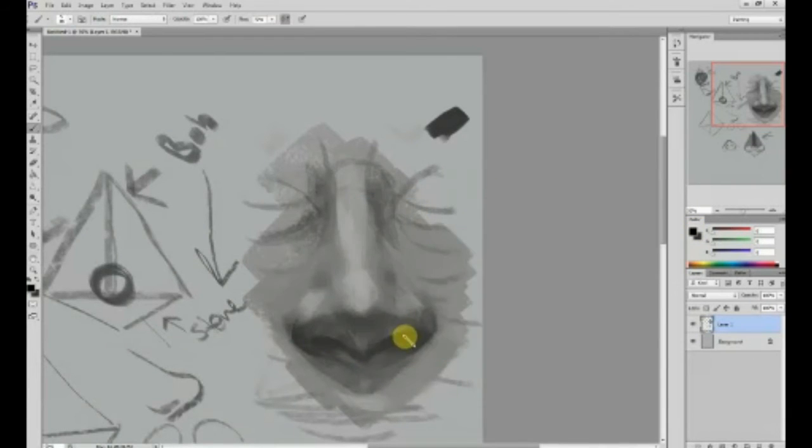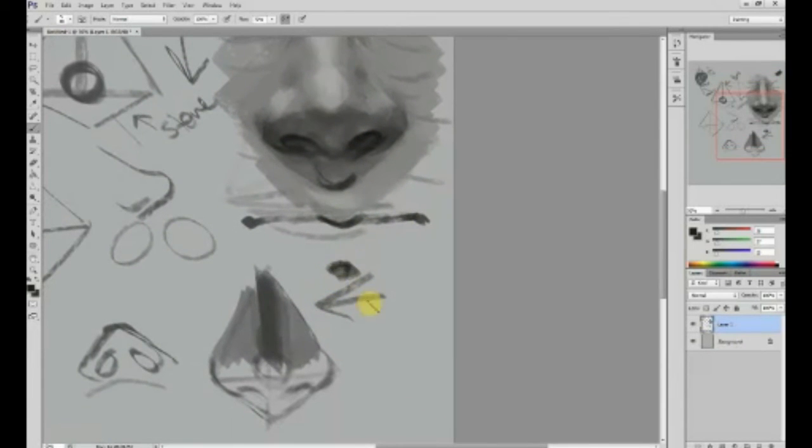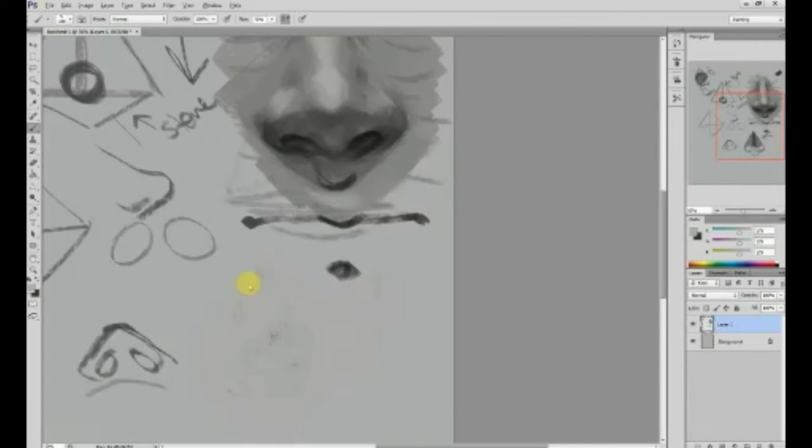Now get your black. Because remember, the nose is one of the darkest areas on the face. The nose, the nostrils. Sort of draw the nose in. And then the lips follow. And then draw the corner of the lips first. Always draw the corner of the lips first. And draw the tip. Draw the lips. The bottom. And these simple lines.